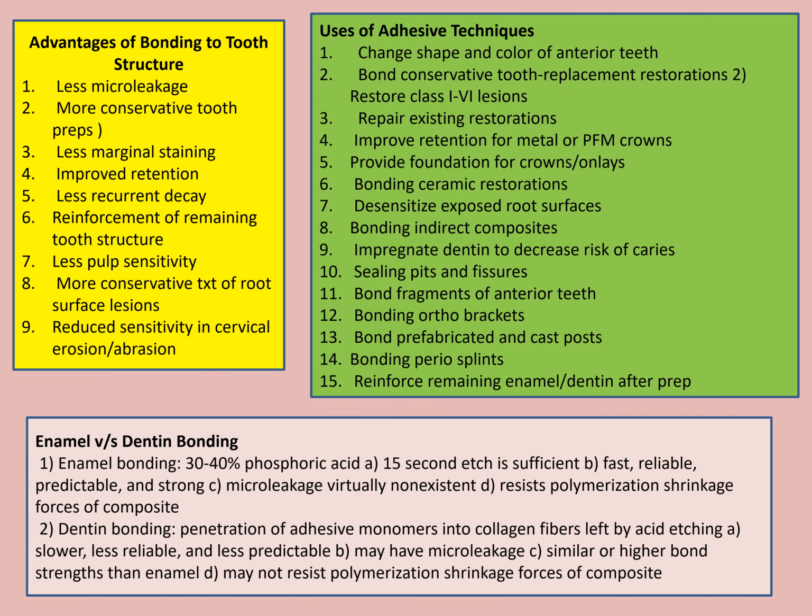Now we talk about the bonding topic. There are different advantages of bonding, but if they ask you what's the most important advantage, your answer is to reduce the microleakage. There are different uses of adhesive technique that you can also go through. What's the difference between enamel and dentine bonding? Enamel bonding definitely is more reliable, predictable, has less microleakage, and resists polymerization shrinkage better than dentine bonding.